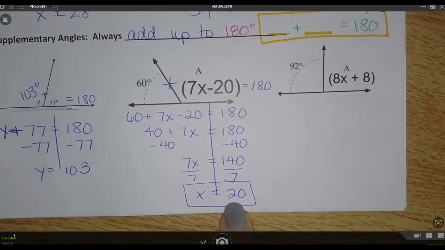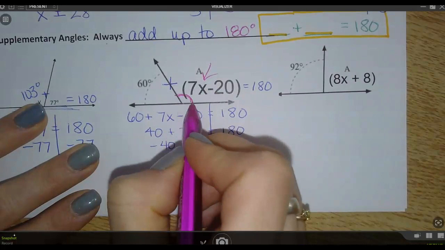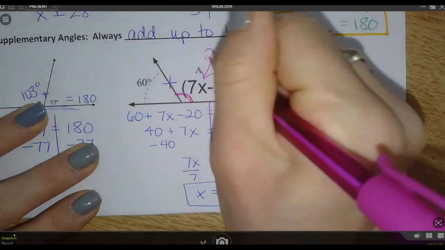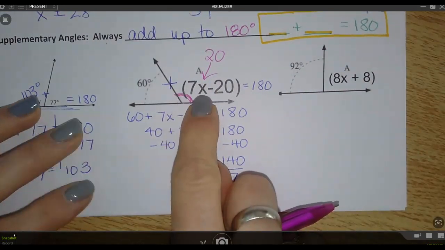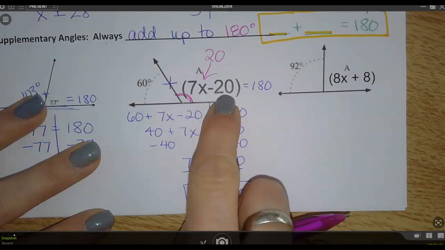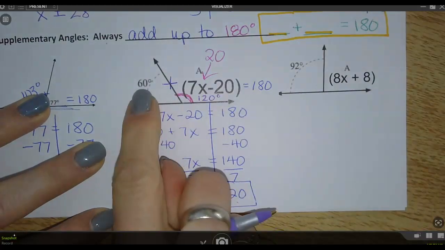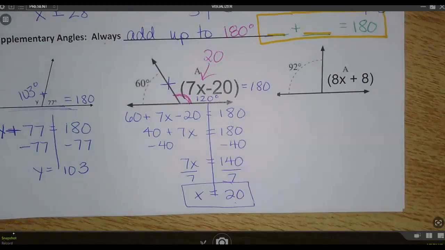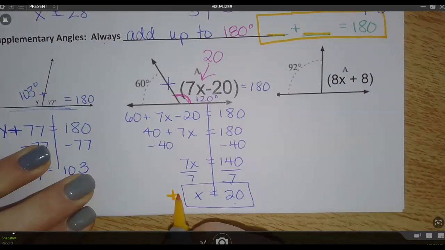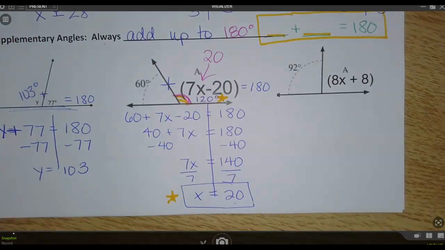Like we said up above, that might be your quiz question or your test question. It might say find the value of x. If that's all they ask for, you're good. But if they ask how big is this angle, this whole angle right here in the picture, then you've got to take this 20 and plug it back in. So now I would be doing 7 times 20, which is 140, minus 20. So this whole angle here would be 120 degrees. And that checks because 60 and 120 is 180. So be prepared for one possible quiz question to ask for x, and another possible quiz question to say how big is this angle. So we plug it back in.